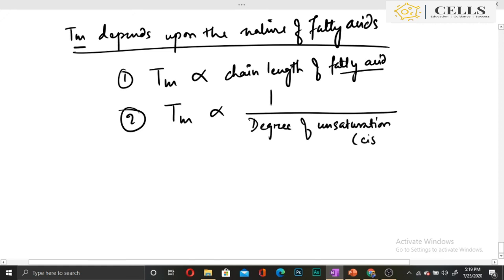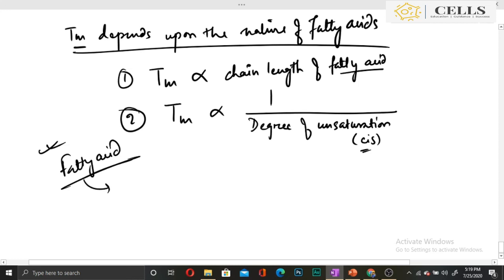Mainly it is a cis bond, because trans bonds are very much less in the natural system. So suppose we have a fatty acid. I will discuss it in detail in the biochemistry section.